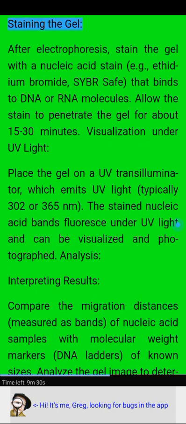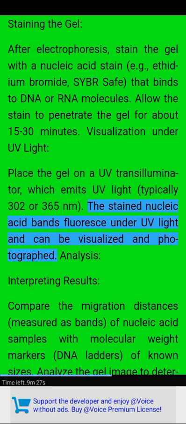Visualization. Staining the gel. After electrophoresis, stain the gel with a nucleic acid stain, e.g., ethidium bromide or SYBR Safe, that binds to DNA or RNA molecules. Allow the stain to penetrate the gel for about 15 to 30 minutes. Visualization under UV light. Place the gel on a UV transilluminator, which emits UV light, typically 302 or 365 nanometers. The stained nucleic acid bands fluoresce under UV light and can be visualized and photographed.